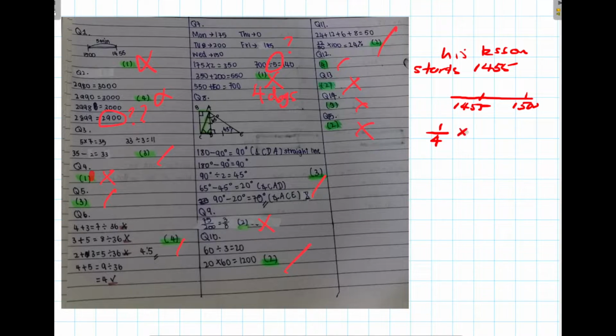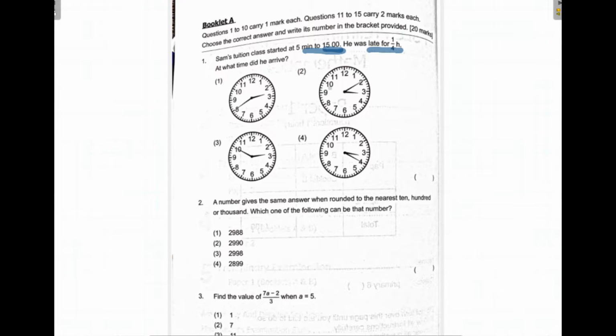1/4 times 60 minutes will actually give you a value of 15 minutes. So his class starts here, and then he's 15 minutes late. Here he did 5 minutes late, then here is another 10 minutes late. So it's 3 o'clock, 1510. So the answer will be this.